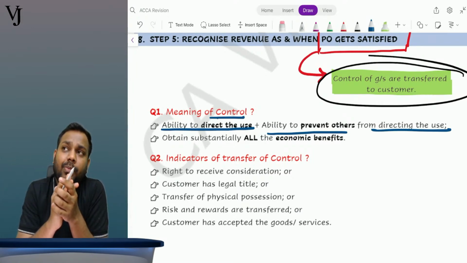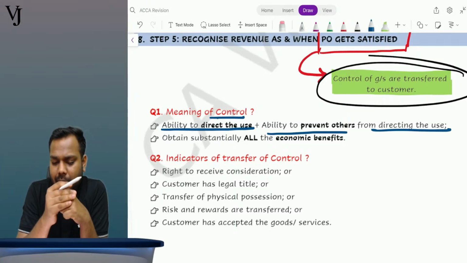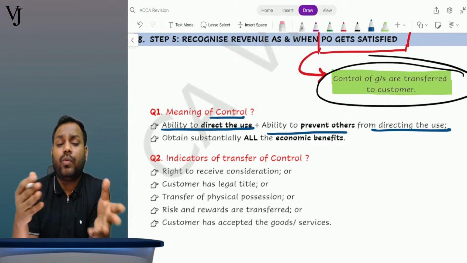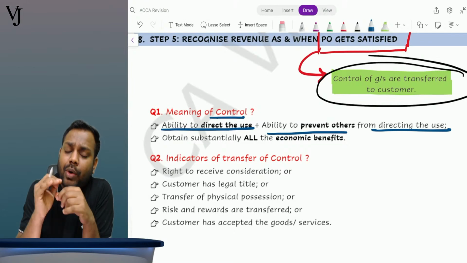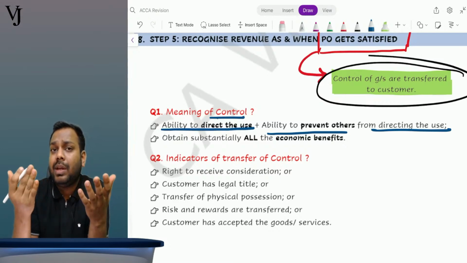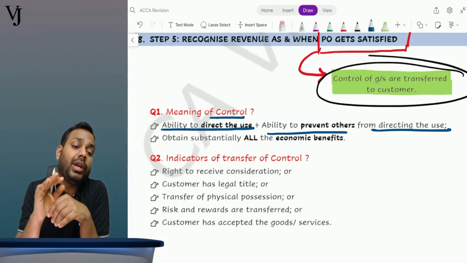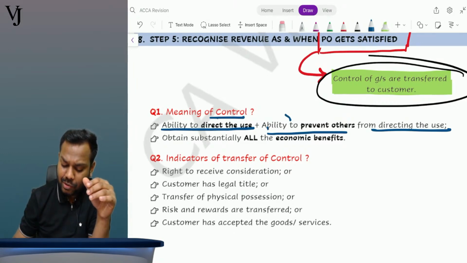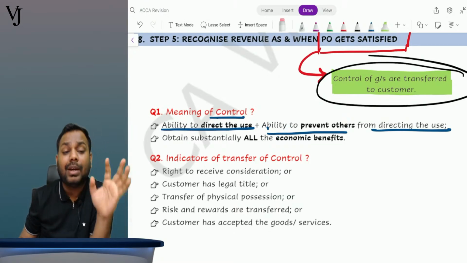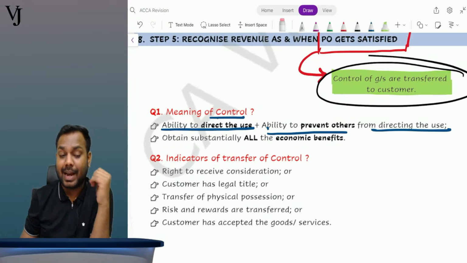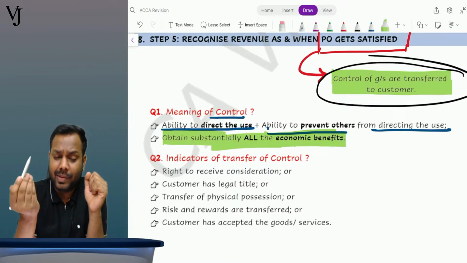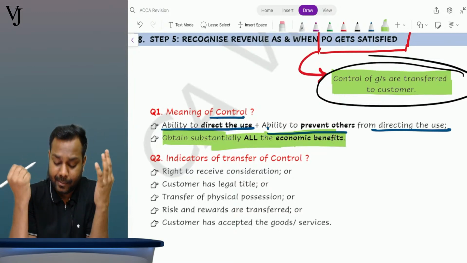But now let's suppose my friend visited me and asked for this pencil. I gave it to him. But suppose I don't want to give it. Do I have the right to say no? Yes, I do. Giving or not giving is my decision. It doesn't say that you have to say no, it just says that you have the ability to say no. Then, obtain substantially all the economic benefit. Whatever benefit comes from this pencil is all mine.